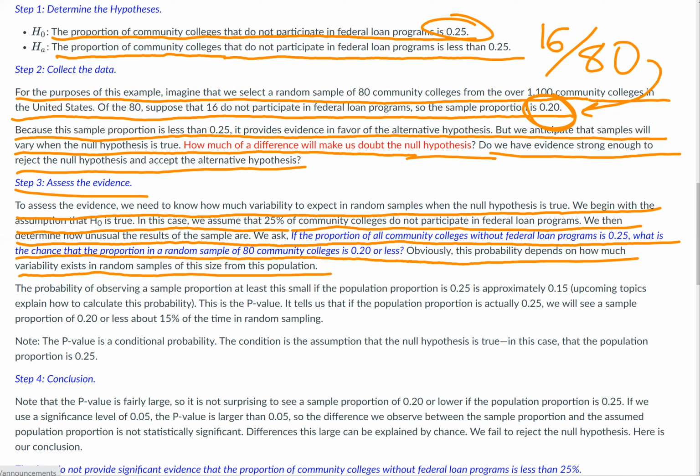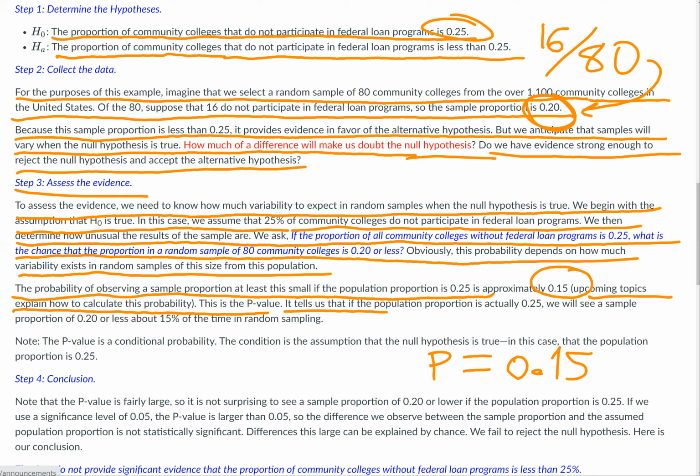So we'd have to know a little bit more about statistics and a little bit more information about these community colleges and how much variability there is within them. The probability of observing a sample proportion at least this small, if the population proportion is 0.25, is approximately 0.15. Like we said, upcoming topics explain how to calculate this probability. This is the p-value. So in our example, p is 0.15.